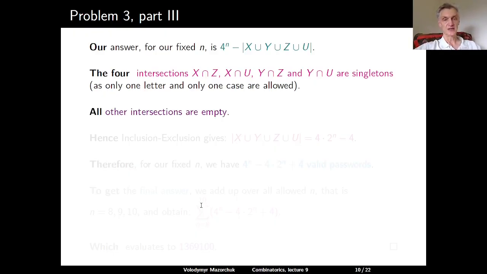All other intersections are empty because as soon as we prohibit 2 letters and one case, or 2 cases and one letter, then we will have no strings which satisfy those conditions.